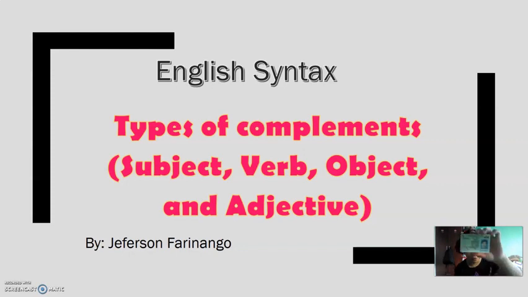This is my identification document, and on this occasion I'm going to explain the types of complements: subjects, verbs, objects, and adjectives. Okay, I'm going to start with the presentation.